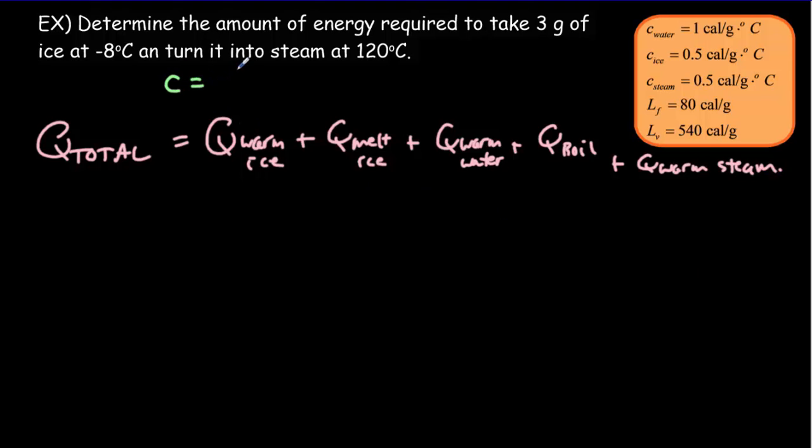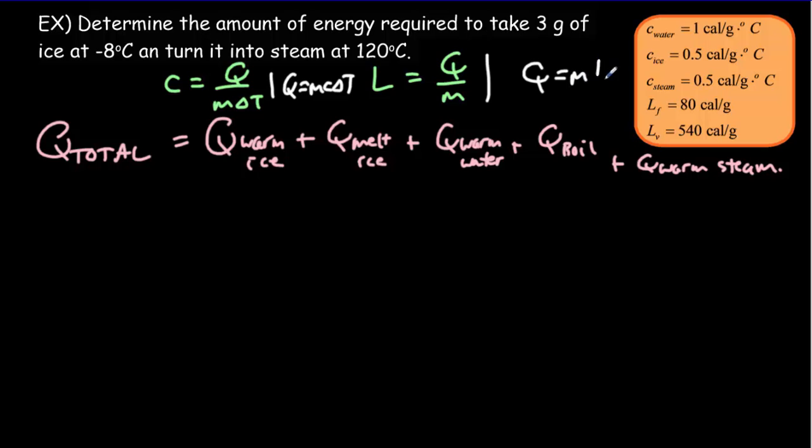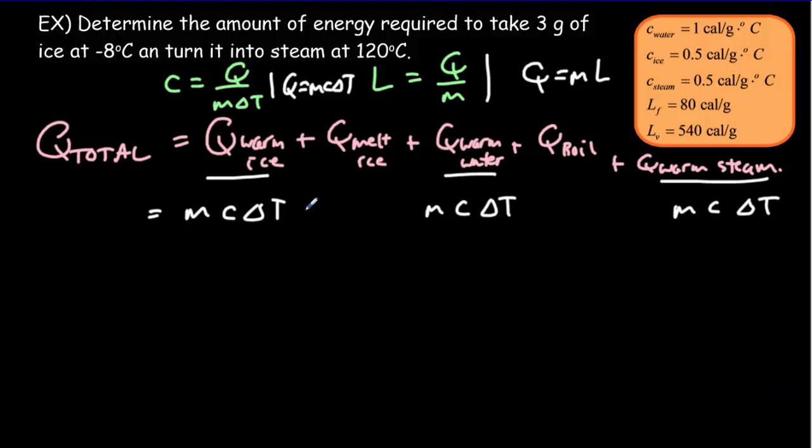And we have these two definitions. We have specific heat capacity, the heat added per unit mass, degree temperature change, and the latent heat, the heat added per unit mass. If I rearrange those, I get Q equals mc delta T, and Q equals ml. So in these three terms where I'm warming, I'm going to use one of these mc delta T terms. Whereas in these two terms where I'm changing phase, melting or boiling, I'm going to use an ml. For boiling, that's the latent heat of vaporization. For melting, that's the latent heat of fusion.